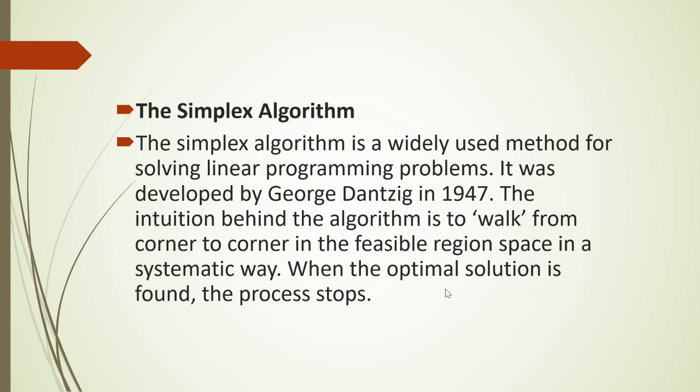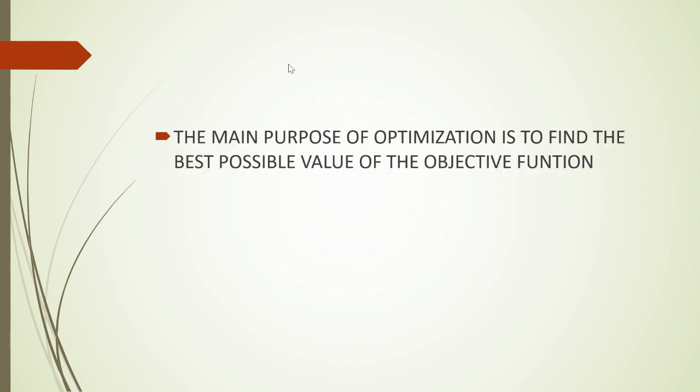Before we look into what the simplex algorithm is, we'll see what a linear programming problem is. When the given objective function is a linear equation and the given constraints are linear, then we can say the given problem is a linear programming problem, and we'll use the simplex algorithm to solve it. The main purpose of optimization is to find the best possible value of the objective function. We'll maximize or minimize the objective function in the simplex algorithm.